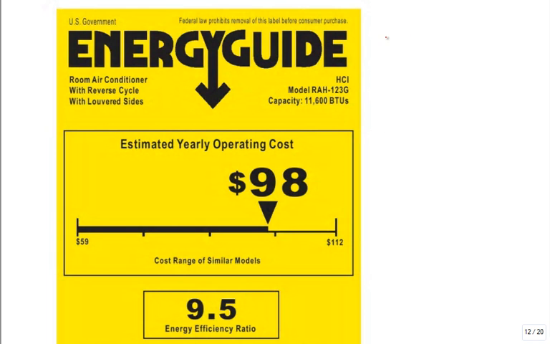This yellow sticker, have you ever seen these on appliances? They're all over. Take a small look. It's a U.S. government, you know, trying to standardize and help consumers make good choices about purchasing stuff, comparing costs, efficiencies. I always love this.